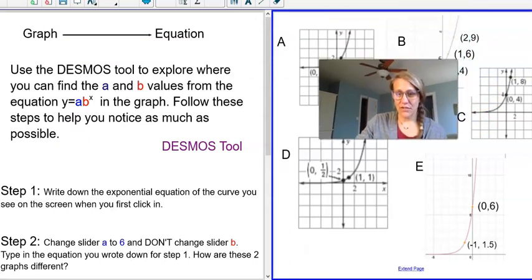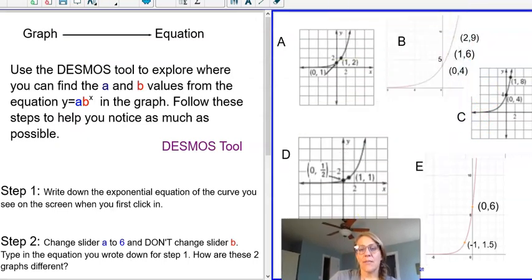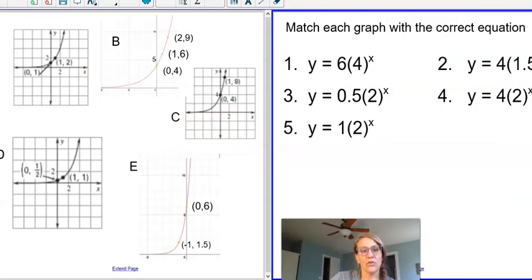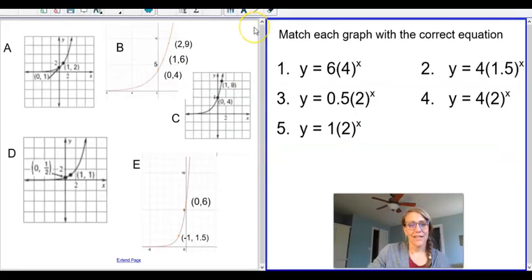I'm going to have to move myself so you can see a little better. There's a bunch of graphs over here. We just did some exploring. What we're going to do is match these with the appropriate letter. Sorry, I had to change this so you could see it a little bit bigger. I can't change my screen while I'm recording.